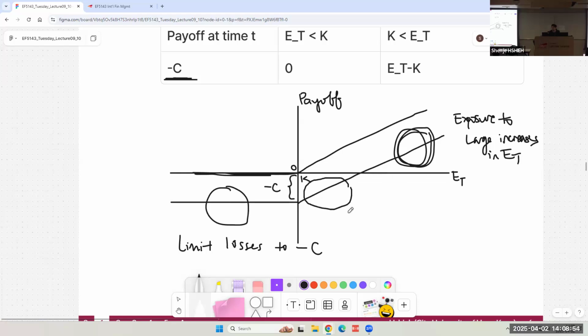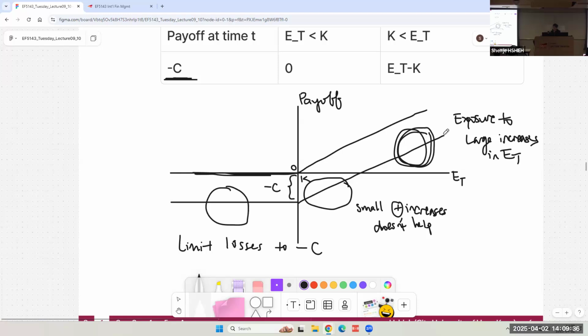So this triangle here is nothing, right? It goes in your way. Small positive increases doesn't help, because you have to pay C up front, right? So I guess you can say that's the price of insurance. So you don't benefit from small increases, but you limit your losses, but you're also exposed to the upside in the case in which the underlying asset increases in value by a lot.